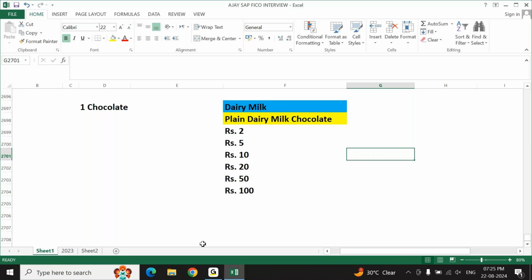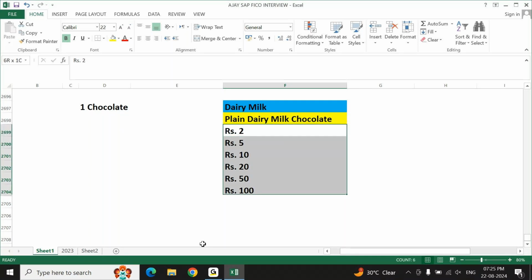Now, as a manufacturer, how many materials do I need to create? Are these all finished materials or raw materials? 5, 10, 20 and all. Finished material. These are all finished materials.